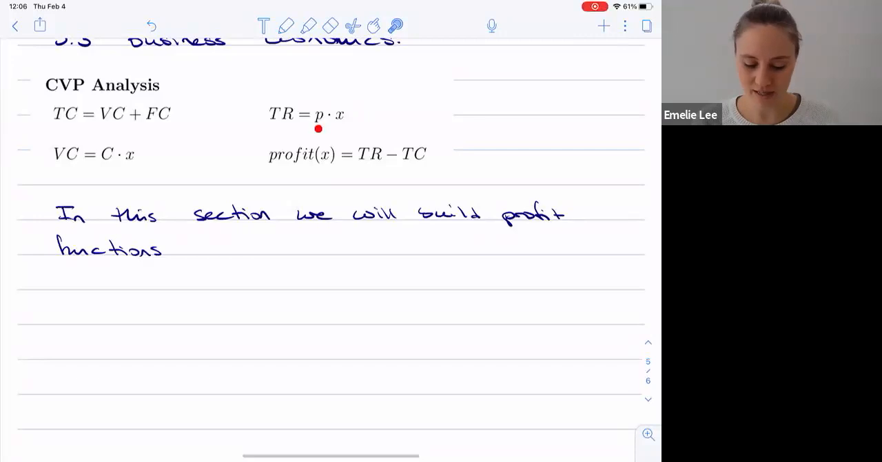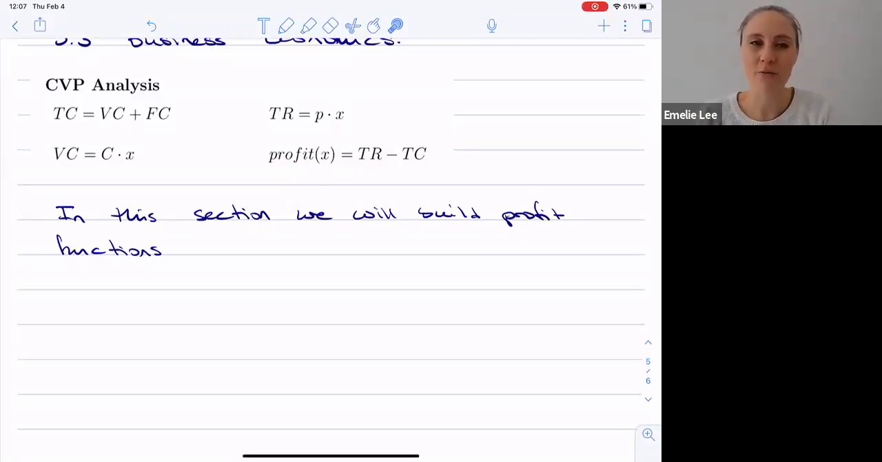The price that I charge per item times however many items, that's my total revenue. Now, the profit at X units depends on how many units I've sold or made. That's my total revenue. If I asked you, I'm confident that all of you would be able to handle a word problem like this.